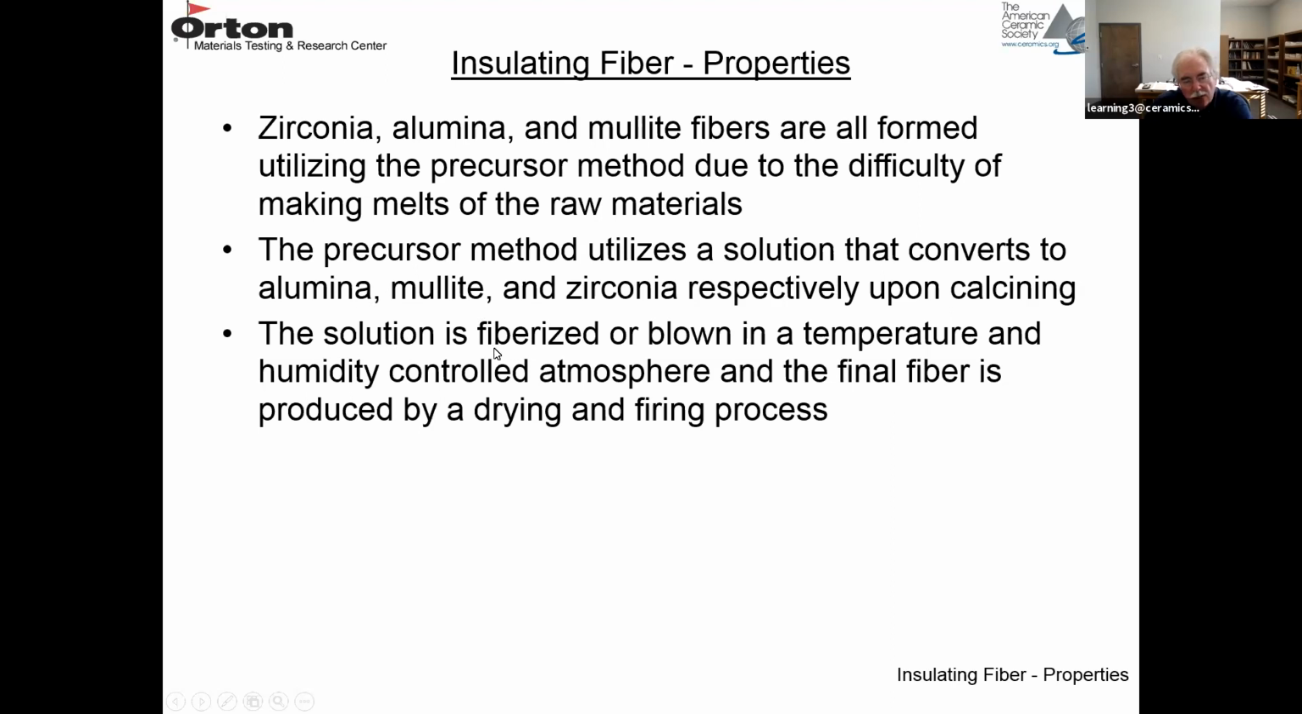So the solution can be fiberized or blown in a temperature, humidity controlled atmosphere. So it's basically room temperature or low temperature. You control the humidity. And in some cases, the water in the atmosphere causes the polymerization to start. But the solution is fiberized or blown at a relatively low temperature in a controlled atmosphere. And then the final fiber is produced by drying and going through the firing process. So you're forming the fiber at a low temperature because these materials are just too high temperature to deal with and melt and form fibers in the typical manner.